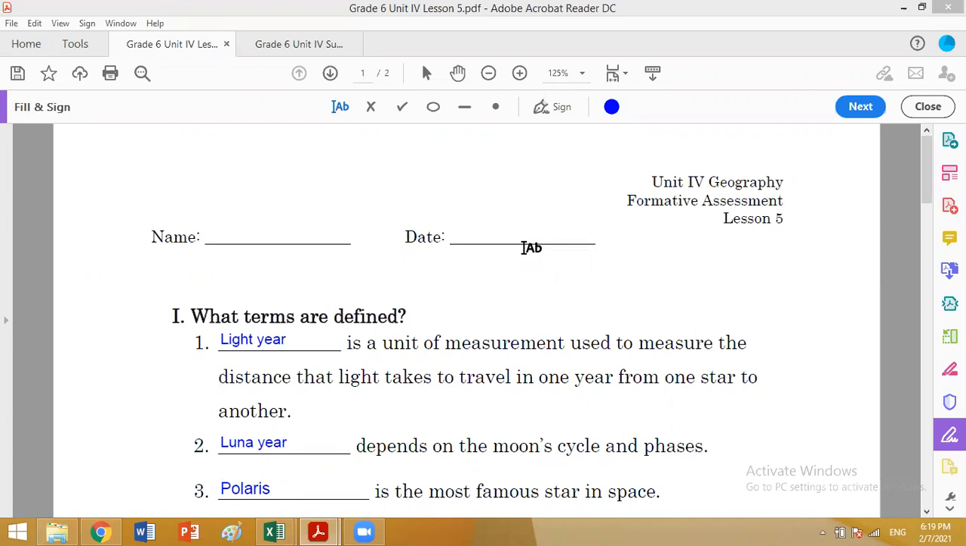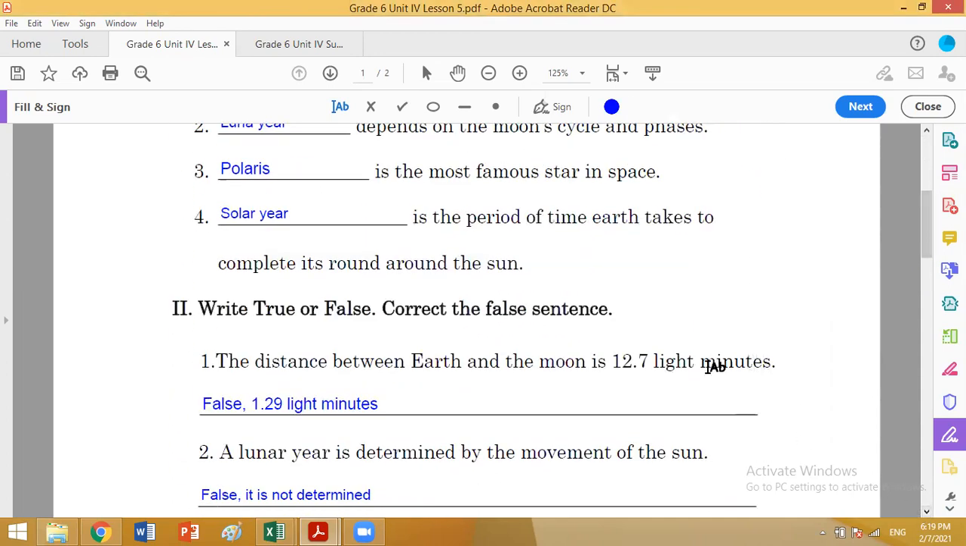Number 2. Dash depends on the moon cycle and phases. Lunar year. Number 3. Dash is the most famous star in space. Polaris. Number 4. Dash is the period of time Earth takes to complete its round around the Sun. Solar year. Exercise number 2. Write true or false, correct the false statement.